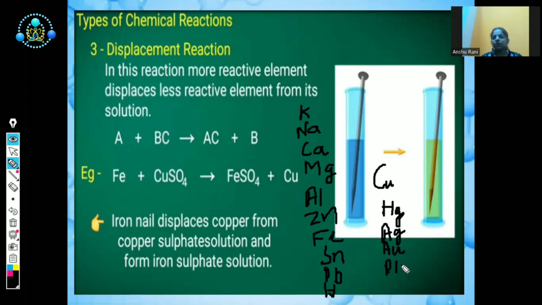The elements which are present on the top are most reactive. The elements which are present in the middle are moderately reactive. And the elements which are present at the bottom are least reactive. So, more reactive element can displace less reactive element from its salt solution.